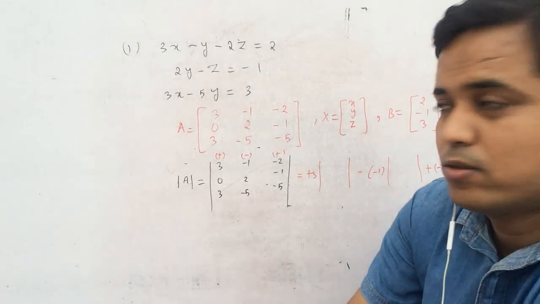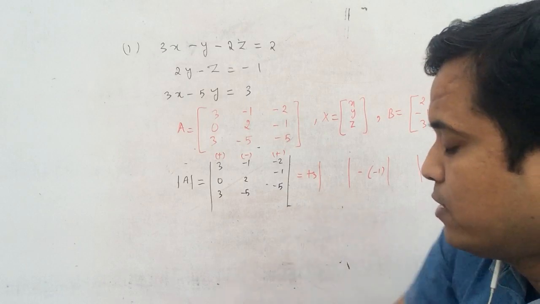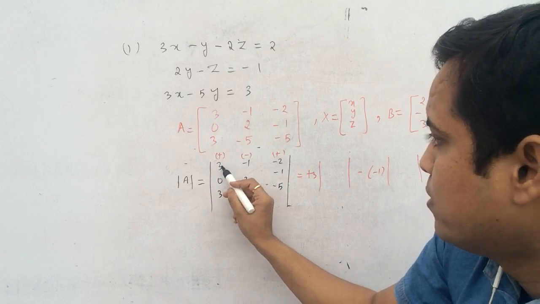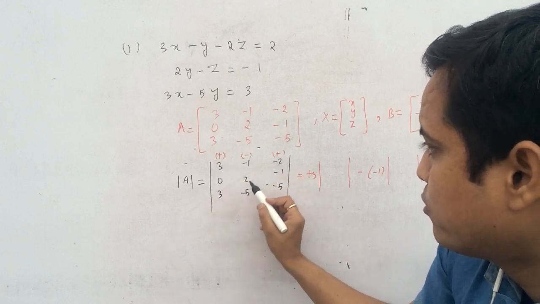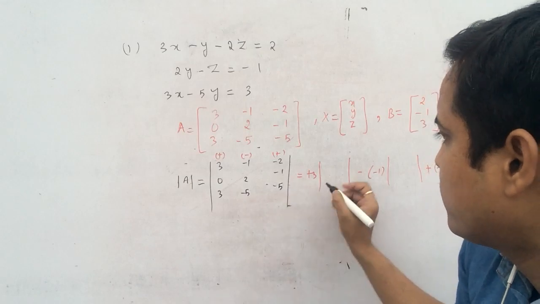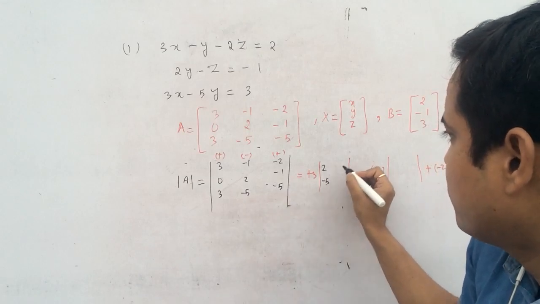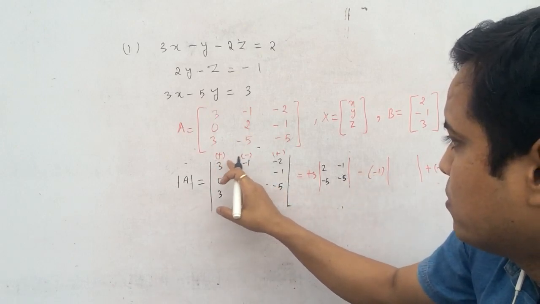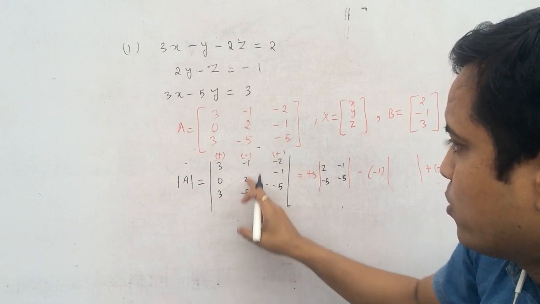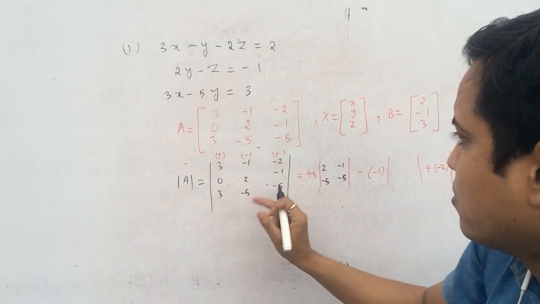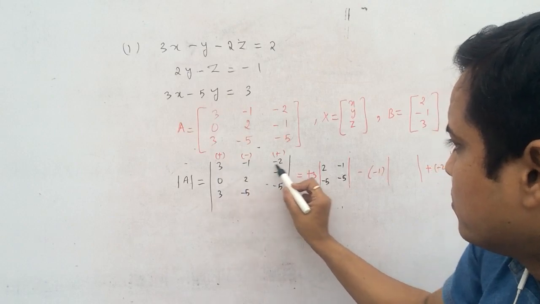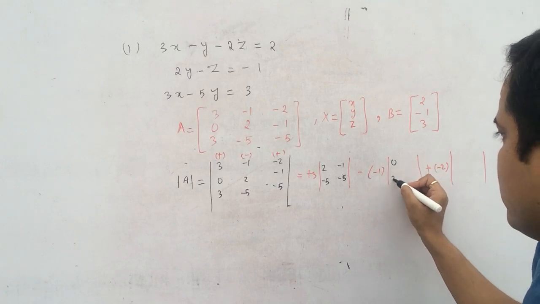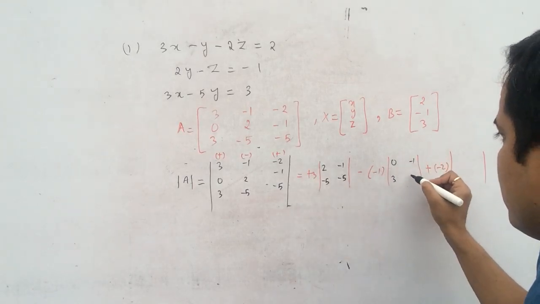How would you get this determinant? Focusing on plus 3, remove the first row and first column. What did you get? 2, minus 5, minus 1, minus 5. Next, for minus 1, remove its corresponding row and corresponding column. When you remove it, you will get 0, 3 and minus 1, minus 5.